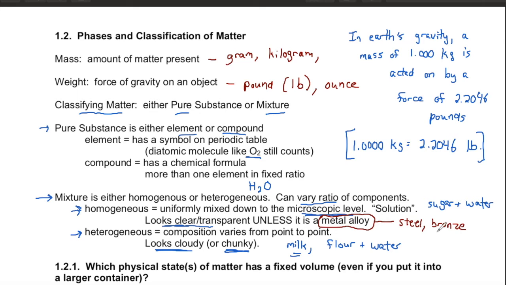To make steel or bronze, you take different metals, melt them, mix them completely uniformly, and then re-solidify, refreeze them. So these are not elements. Bronze, even though gold is an element and silver is an element, bronze is not an element. It's a mixture of copper and tin. And since it can have that varied ratio, it's also not a compound. So these are mixtures of metals, metal alloys, and they are homogeneous mixtures.